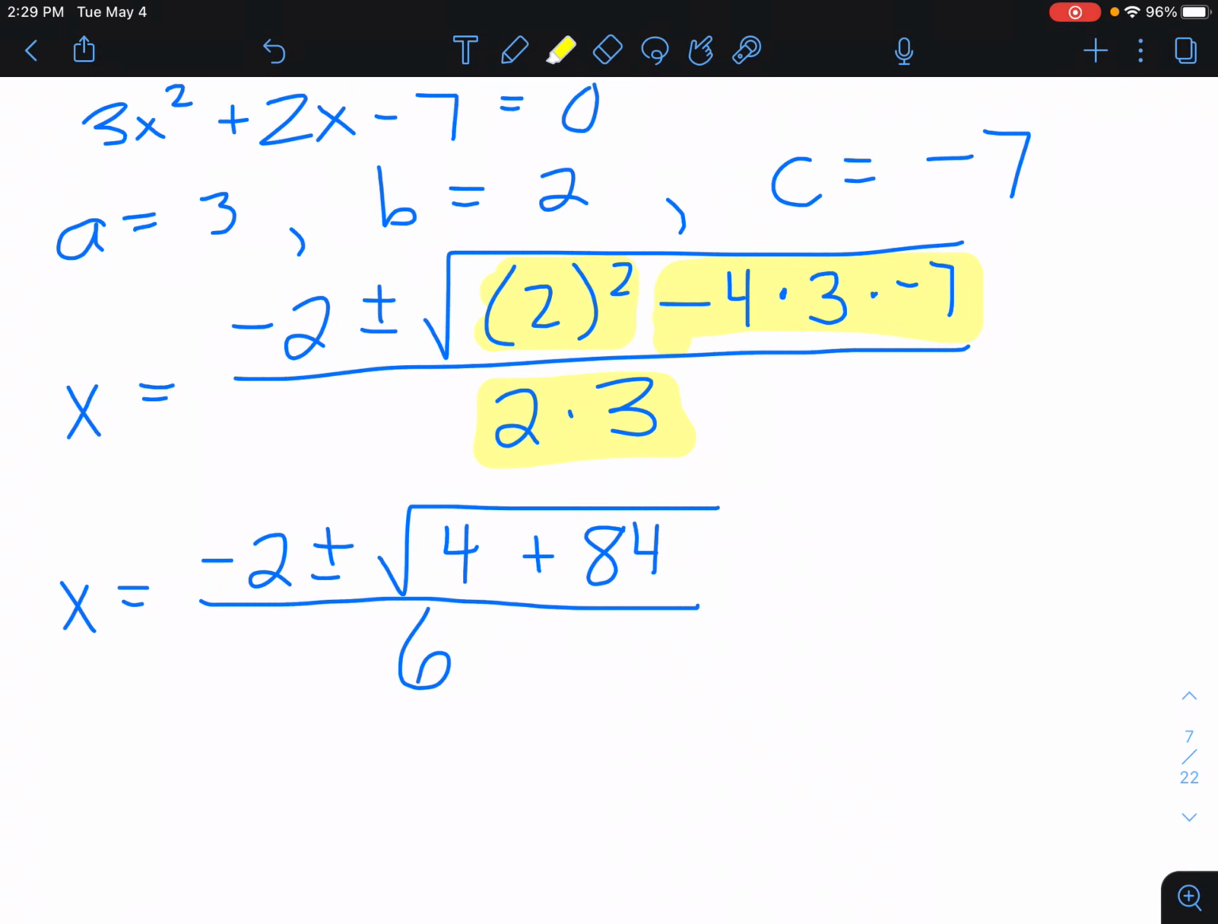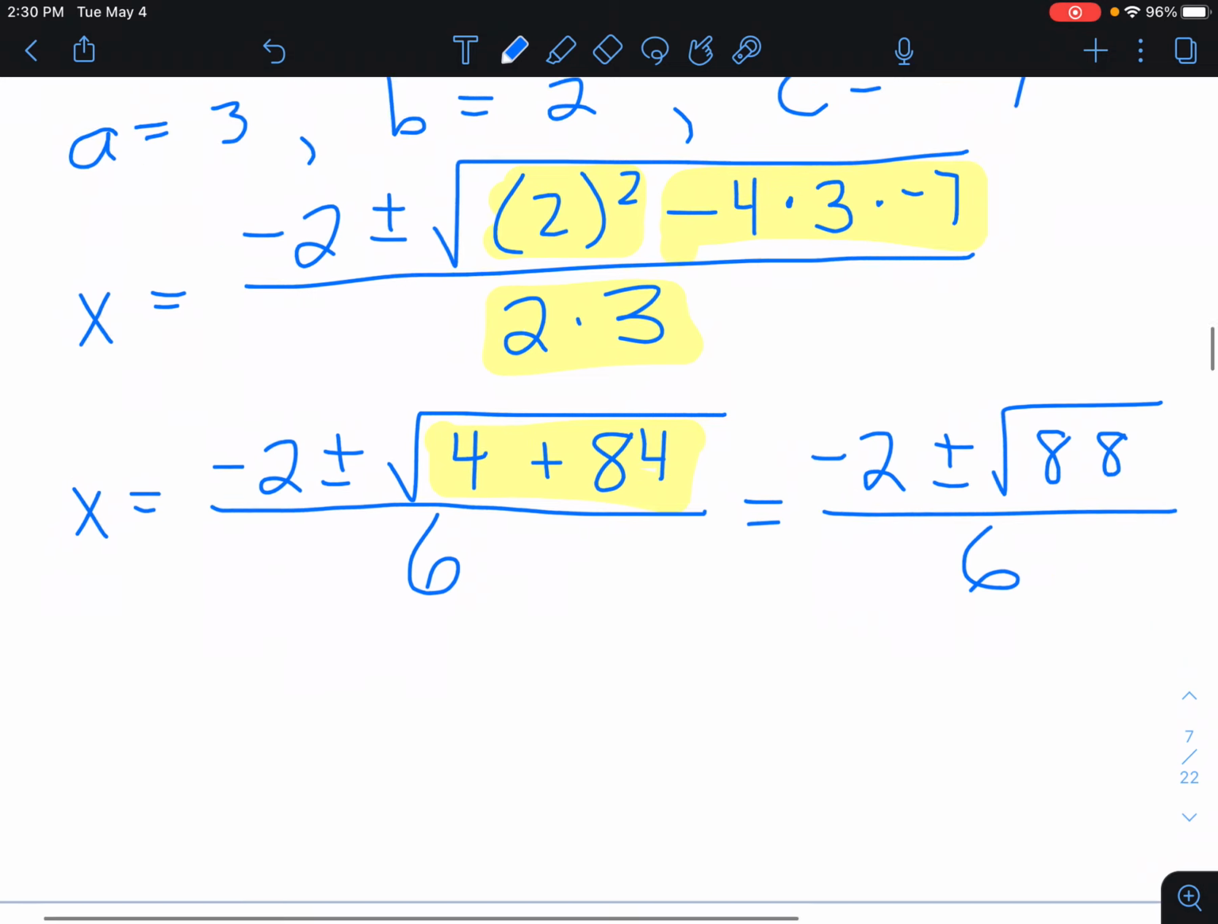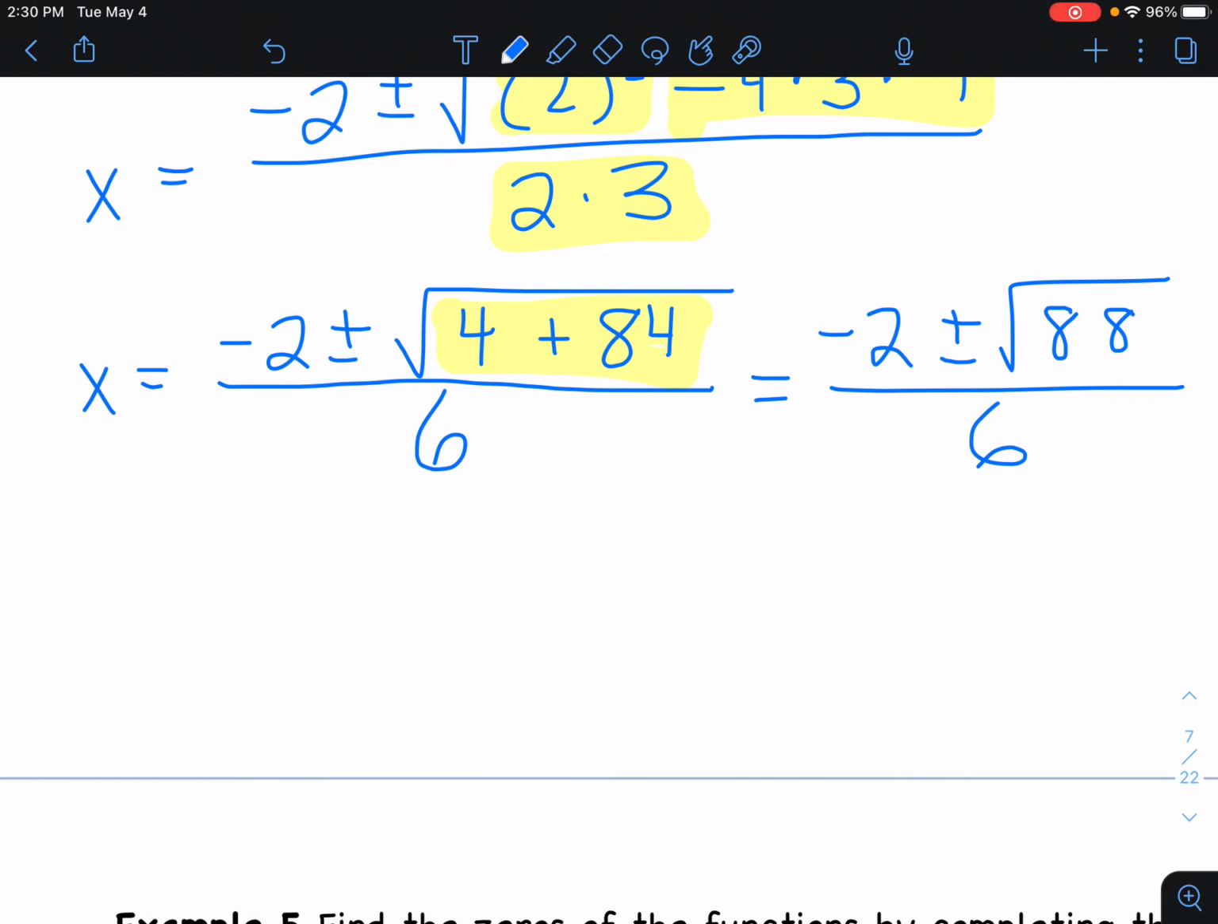Now after that, we're still working in the radical. We need to get this radical down to one number. So we're going to add or subtract whatever it would show within the radical. Here it's showing add. So we're going to add 4 plus 84 to get 88. Now, a lot of people stop here, but when we're dealing with a radical, we need to see if we can simplify the radical. So let's try to do that now.